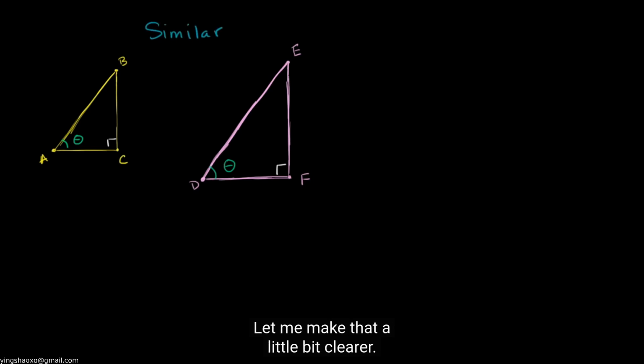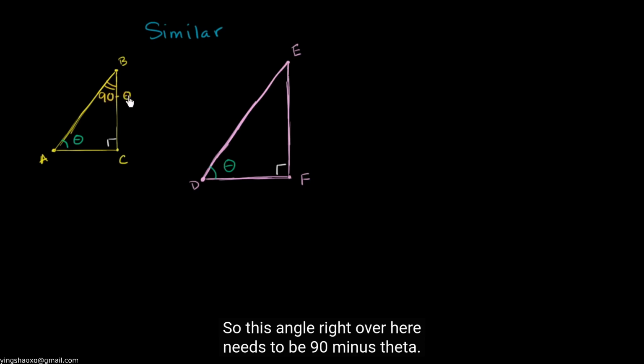Let me make that a little bit clearer. So if this angle is theta, this is 90. They all have to add up to 180 degrees. That means that this angle plus this angle up here have to add up to 90. We've already used up 90 right over here. So angle A and angle B need to be complements. So this angle right over here needs to be 90 minus theta.